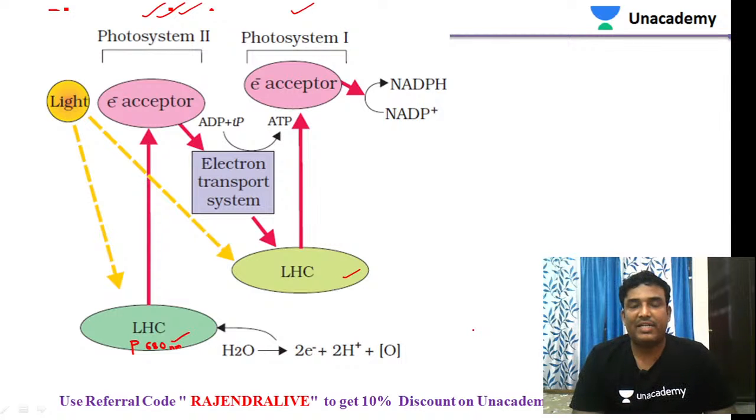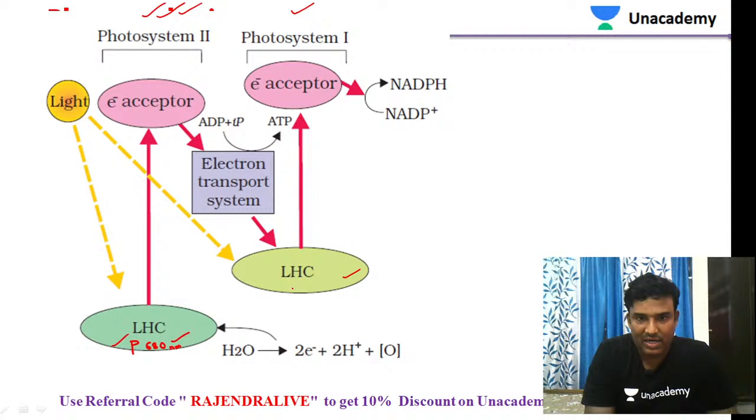That reaction center has a chlorophyll A molecule. It absorbs light at 680 nanometers. That is the reason it is given as P680. Apart from this reaction center, there are other additional chlorophyll molecules also present. All these together are called a light harvesting complex.